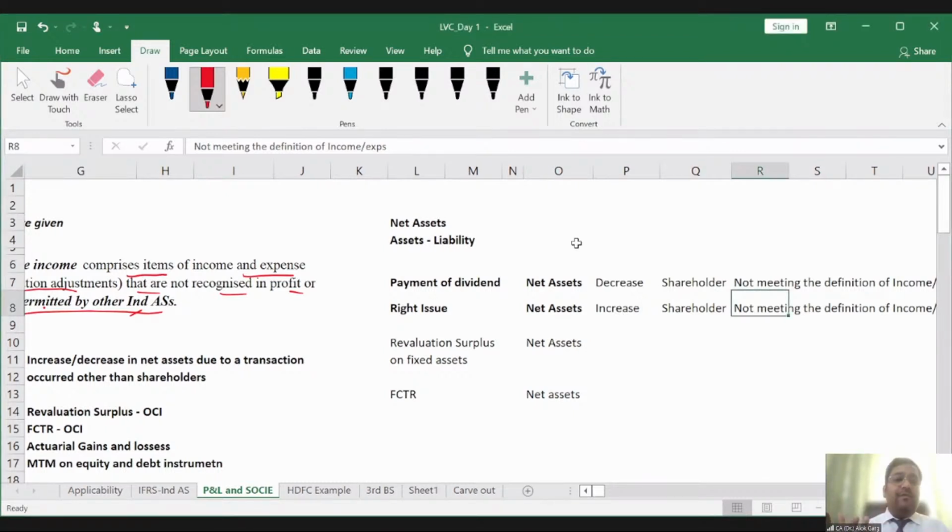So the buyback of shares, right issue of shares, payment of dividend, this will go directly to the retained earnings in the statement of changes in equity, in the reserves and surplus.